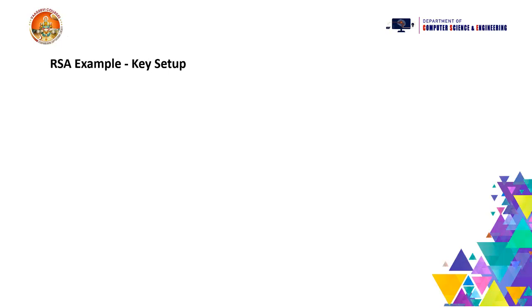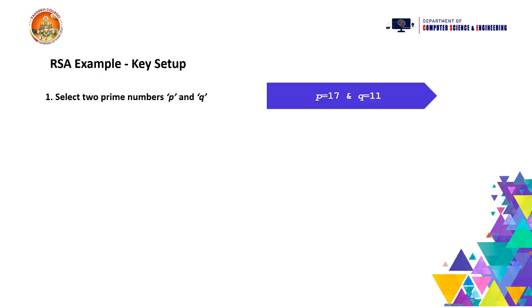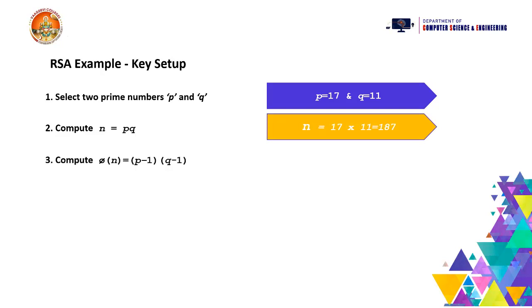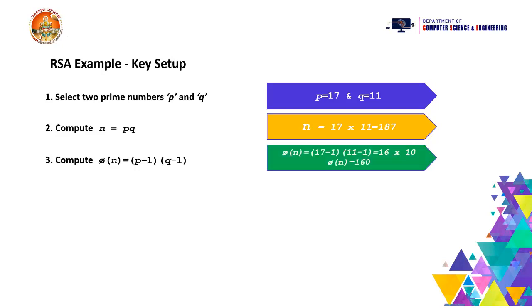Now we will see one example for the RSA algorithm. First we'll start with key setup. To generate the key, we have to follow these steps. First step, select two prime numbers P and Q. Here we selected two prime numbers, 17 and 11. Next calculate n equals P times Q. So n equals 17 times 11, that is 187. Next calculate Euler's totient pi of n equals (P minus 1) times (Q minus 1). So pi of n equals 160.